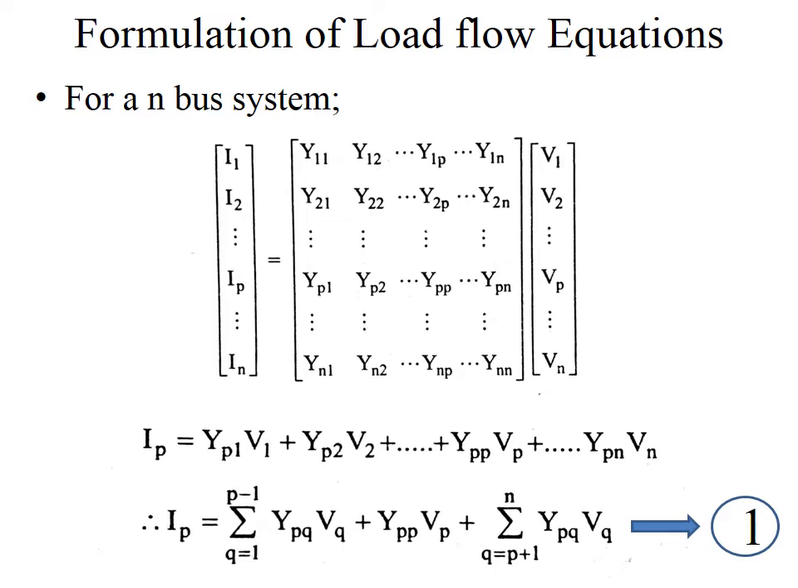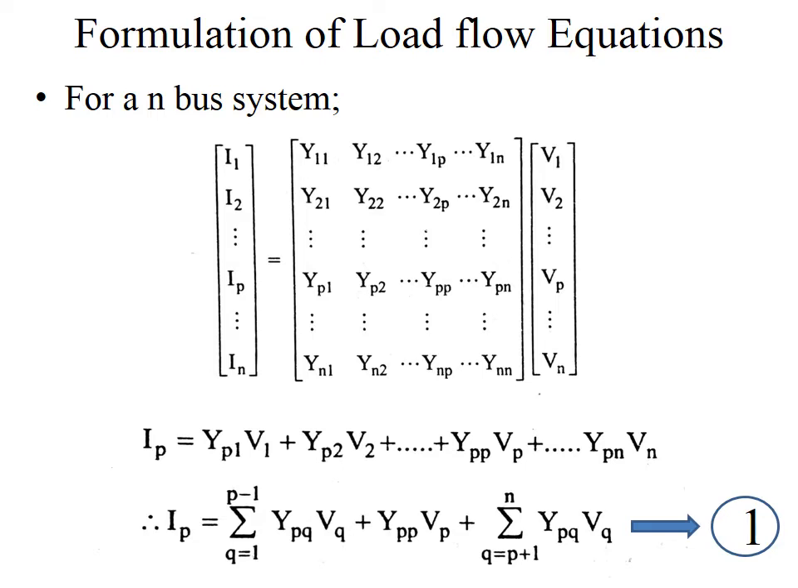Now we will split all the terms into three areas. Let us consider a 10 bus system here. Therefore n equal to 10, and we are going to concentrate on the fifth bus. So p equal to 5. So the first term in equation number 1 is the terms corresponding to bus number 1 to bus number p minus 1, that is here bus number 1 to bus number 4. The terms related to bus number 1, 2, 3 and 4 come under the first area.